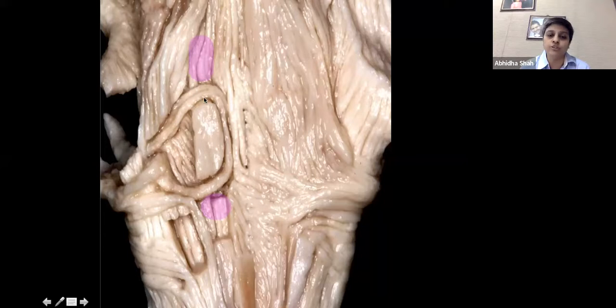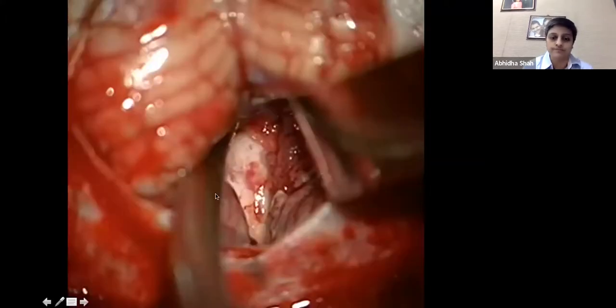So at least you know that you're above the stria medullaris. This is the designated safe entry zone that has been described. This is the suprafacial and this is the infrafacial. The suprafacial is in front, above the facial colliculus, above the superior fibers of the facial nerve, and the infrafacial zone is beneath the fibers of the facial nerve, as you can see here.